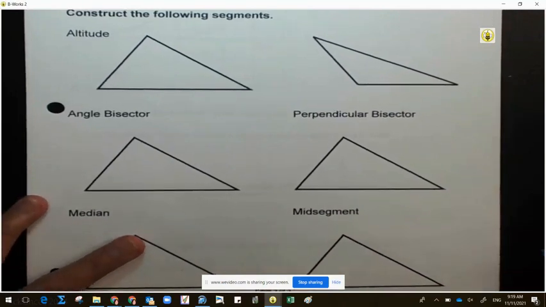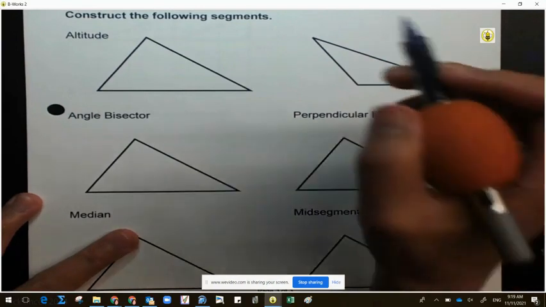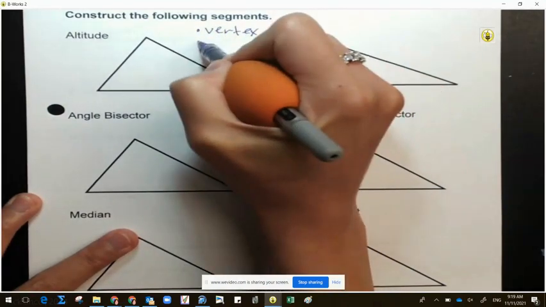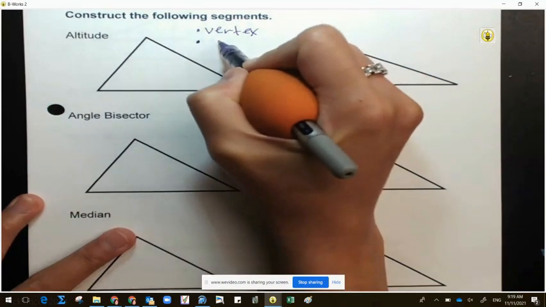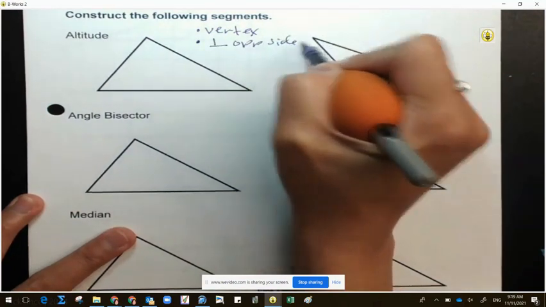All right. For an altitude, altitude has to go from where to where? Top to bottom. Or the vertex to the base. Not the midpoint. Altitude is something that is perpendicular to the opposite side. Yeah.